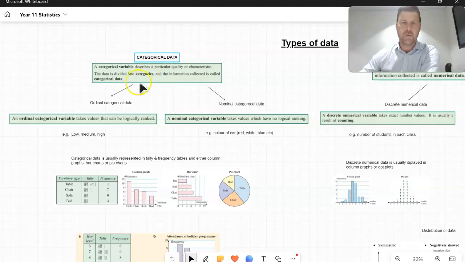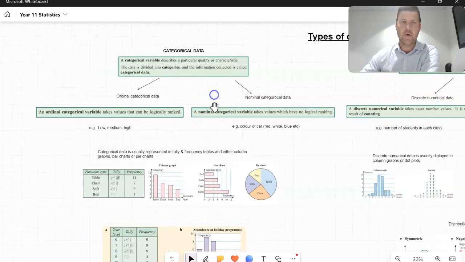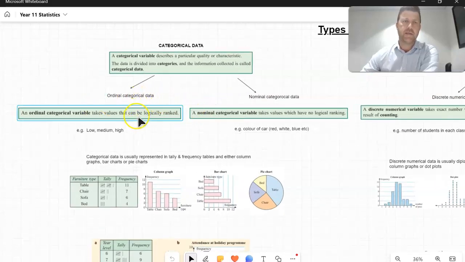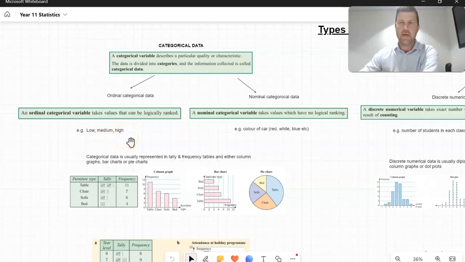Categorical data is broken up into either ordinal categorical or nominal categorical data. And ordinal categorical data is basically categorical data that can take an order, or it says here can be logically ranked. For example, low, medium, and high is an example of categorical data. If you're asked to do a survey and you're asked for your opinion in terms of agree, disagree, somewhat disagree, whatever, etc., that's also ordinal categorical data. Okay, so that will be an example there.